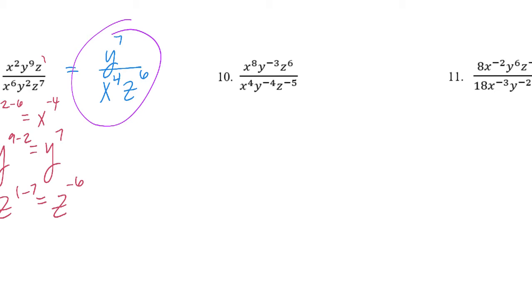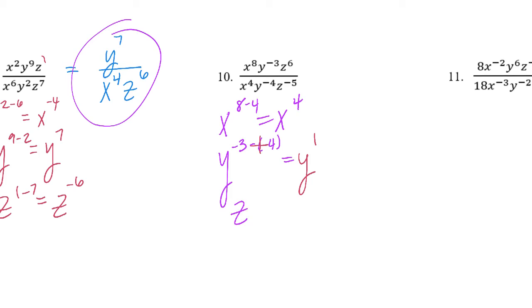All right, if we're looking at number 10, same idea. So x to the 8 minus 4, which is positive 4, x to the 4. So y to the negative 3 minus negative 4. Remember, minus minus ends up being a plus. So that's negative 3 plus 4. So that's y to the 1. And then last one, z to the 6 minus negative 5, which minus minus is still going to be plus. So that's z to the 11. So they all have positive exponents, so we're not going to have a fraction. So it's x to the 4, y to the 1, z to the 11. You don't have to have that 1 there if you don't want it, so you don't have to write it.